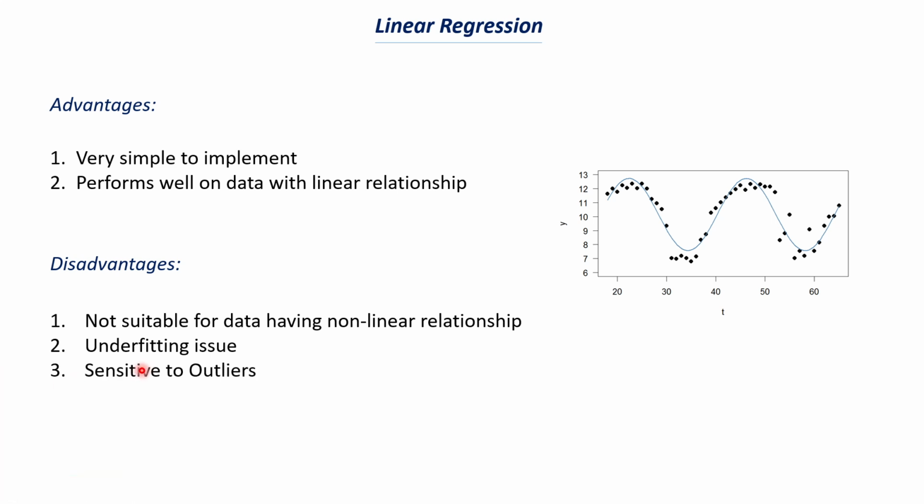And finally, it is sensitive to outliers. When there are a lot of outliers, your linear regression model will be very sensitive to them. An outlier is when, let's say there are about 10 data points, and out of these 10 data points, 8 are similar, whereas the two data points are not similar to the others.